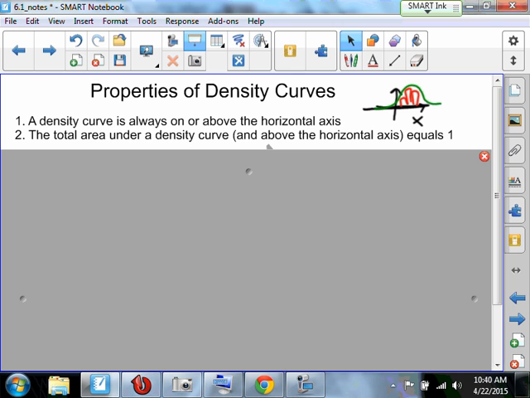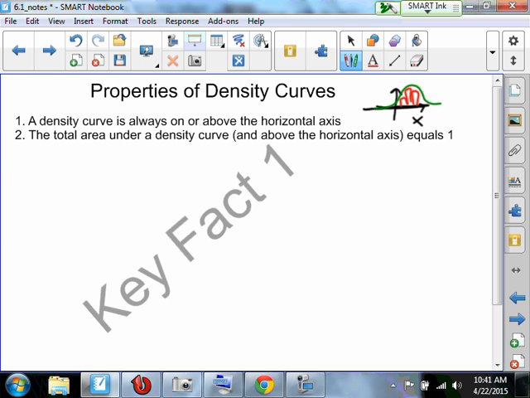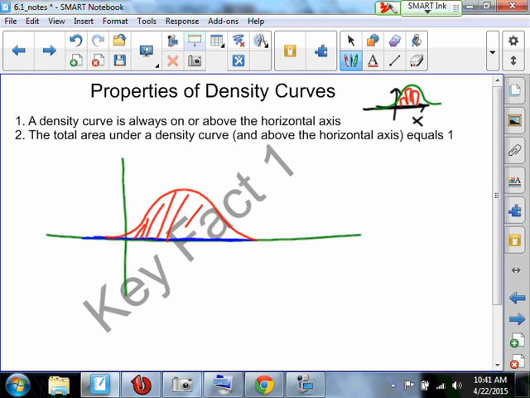So the part in parentheses, if they didn't have that, we'd have a contradictory type situation. Imagine having this horizontal axis and a curve that was on the axis. What's the area under that curve? Well, there wouldn't be any area, so that's why they mention it having to be above the axis too. So what they're really saying is, if this curve looks like this and you were to find the area in there, that area is equal to 1. Okay.